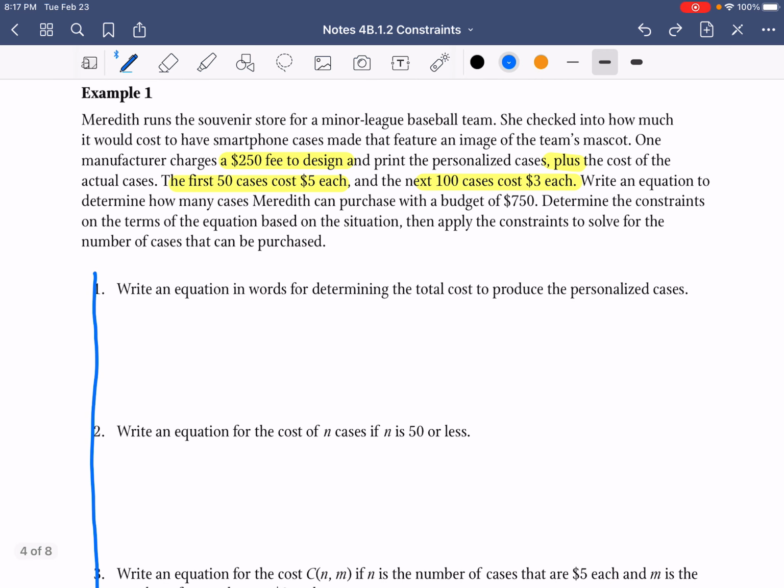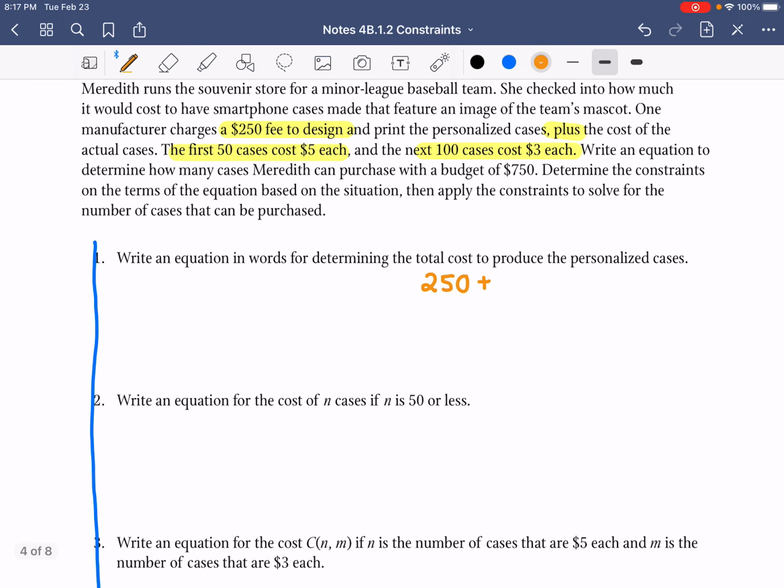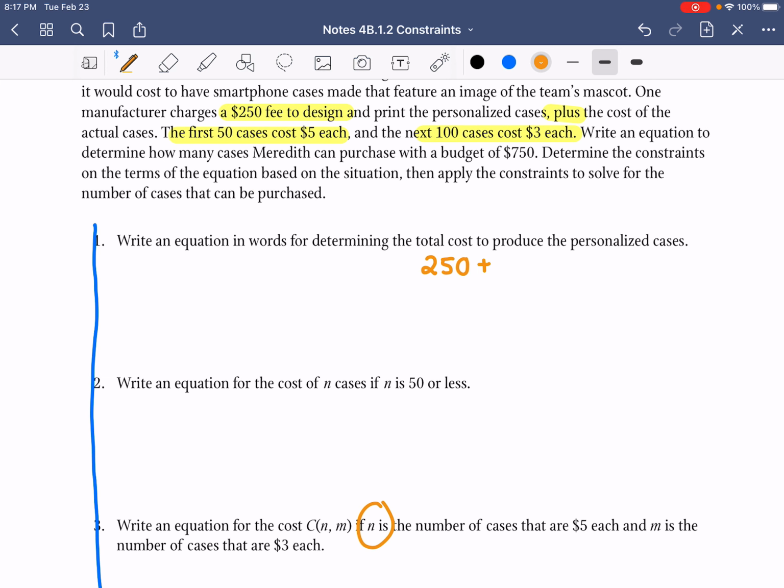Okay, so we pay a $250 fee no matter what. Plus we have to pay for our cases. Well, the first 50 cases cost $5 each, so they told us to use the letter N, so that would be plus 5N. And then they told us to use M for the $3 cases, so then we would say plus 3M.